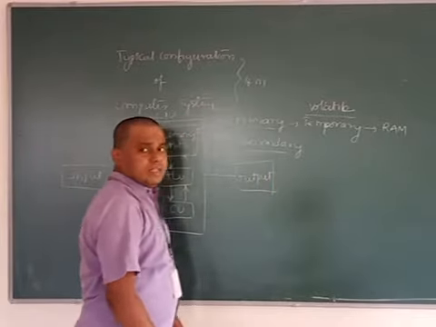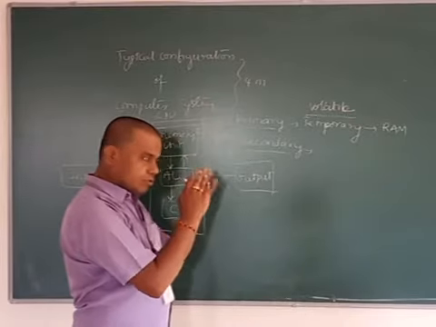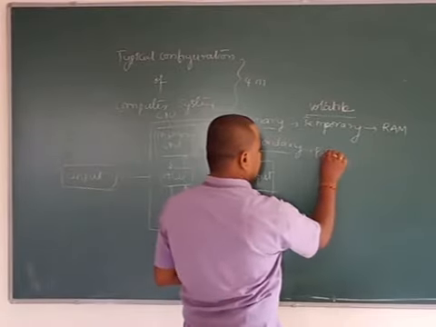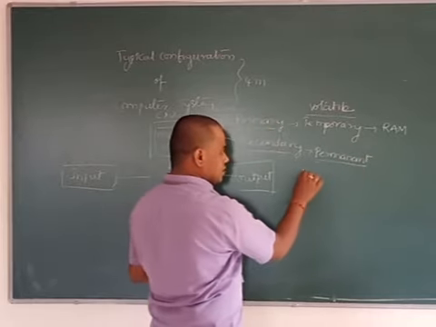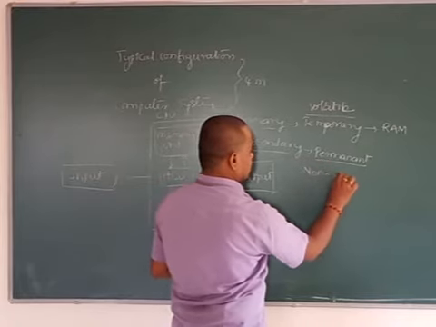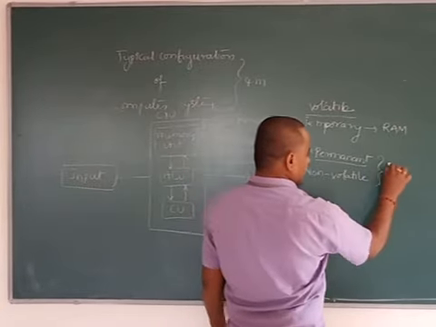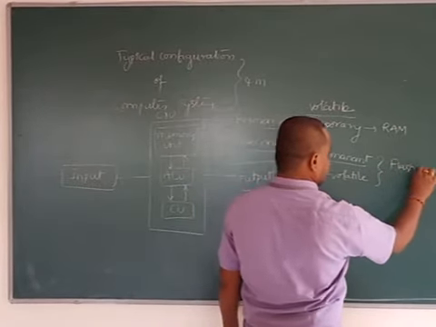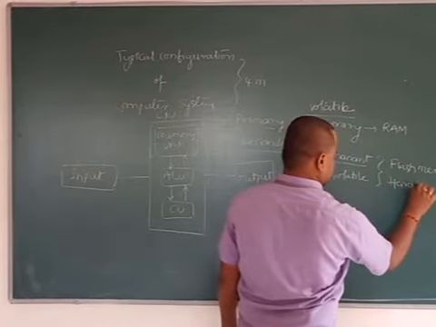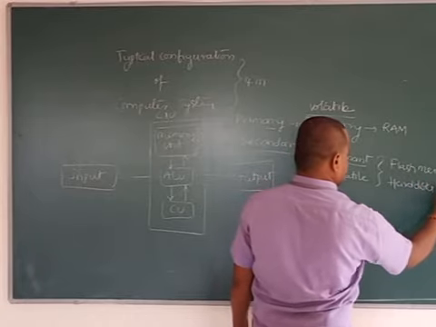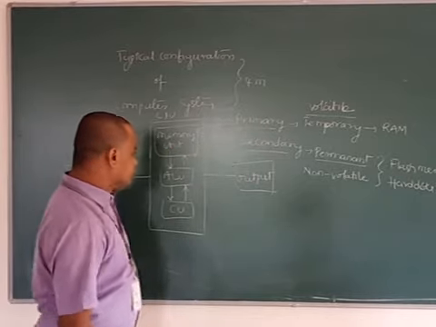Now, the next level, secondary memory. The secondary memory is designed to store the data in a permanent mode, and this permanent mode is also called non-volatile memory. Examples are flash memories, hard disks, etc. So this is the memory unit.